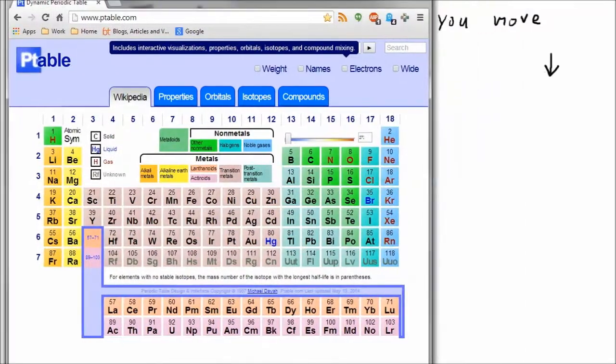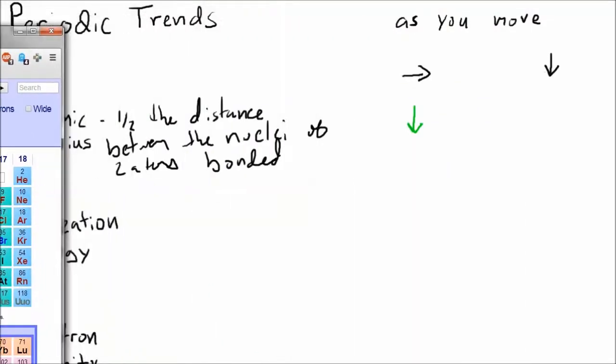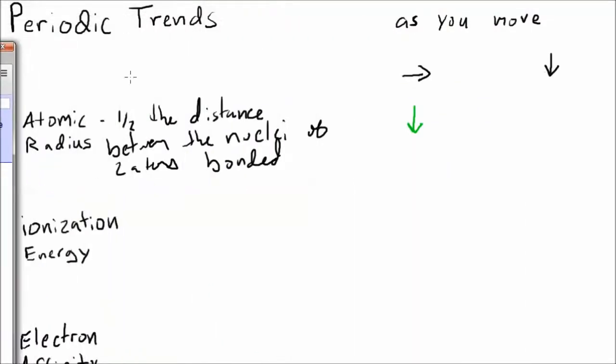The reason is that the relative charge in the nucleus is increasing. Since there's more charge, there's more attraction, and that pulls the electron cloud in a little tighter, making the atom smaller. That's counterintuitive to some students. With more electrons, protons and neutrons, they expect the atoms would get bigger, but they actually get smaller across a period.